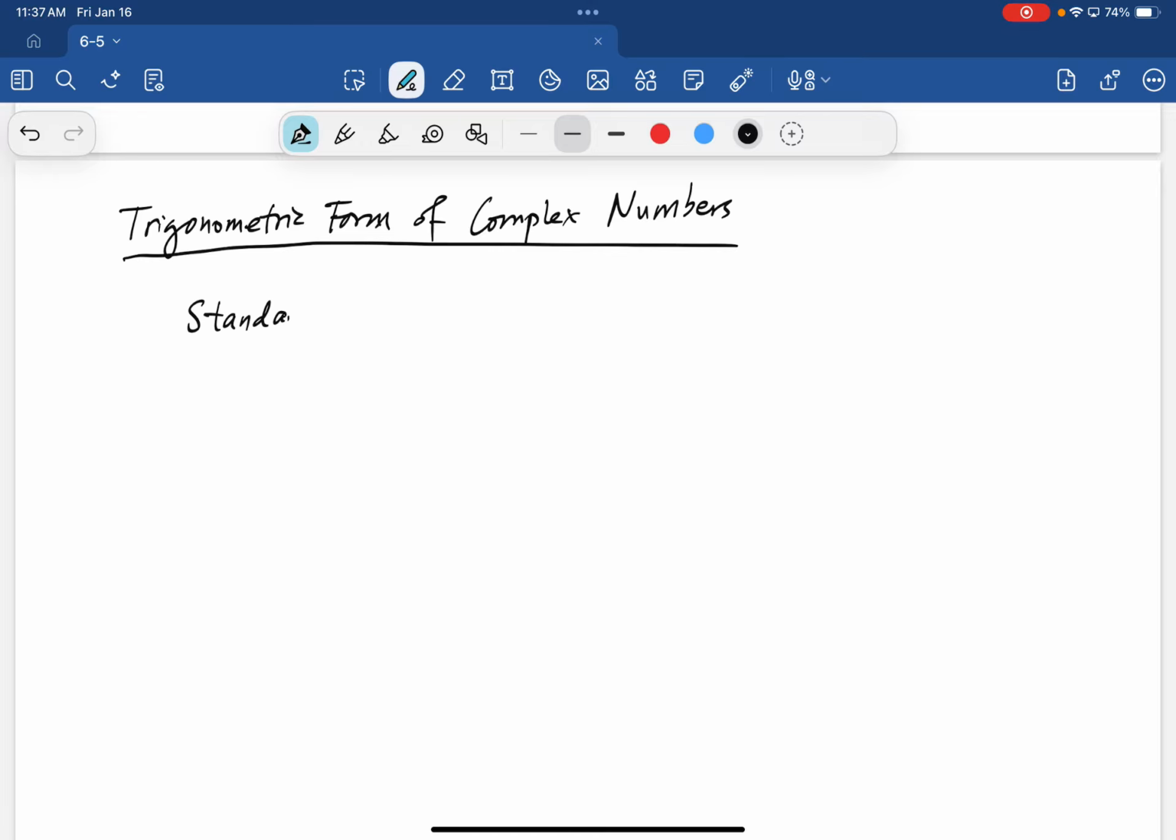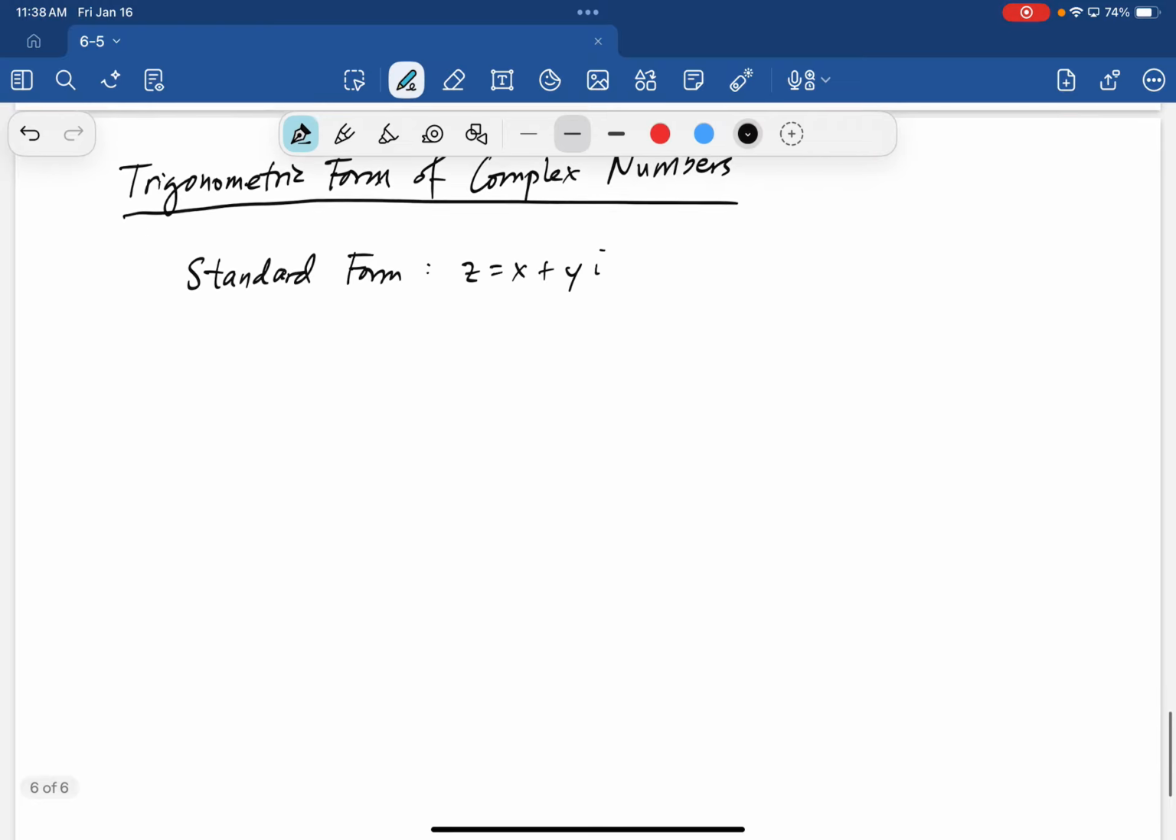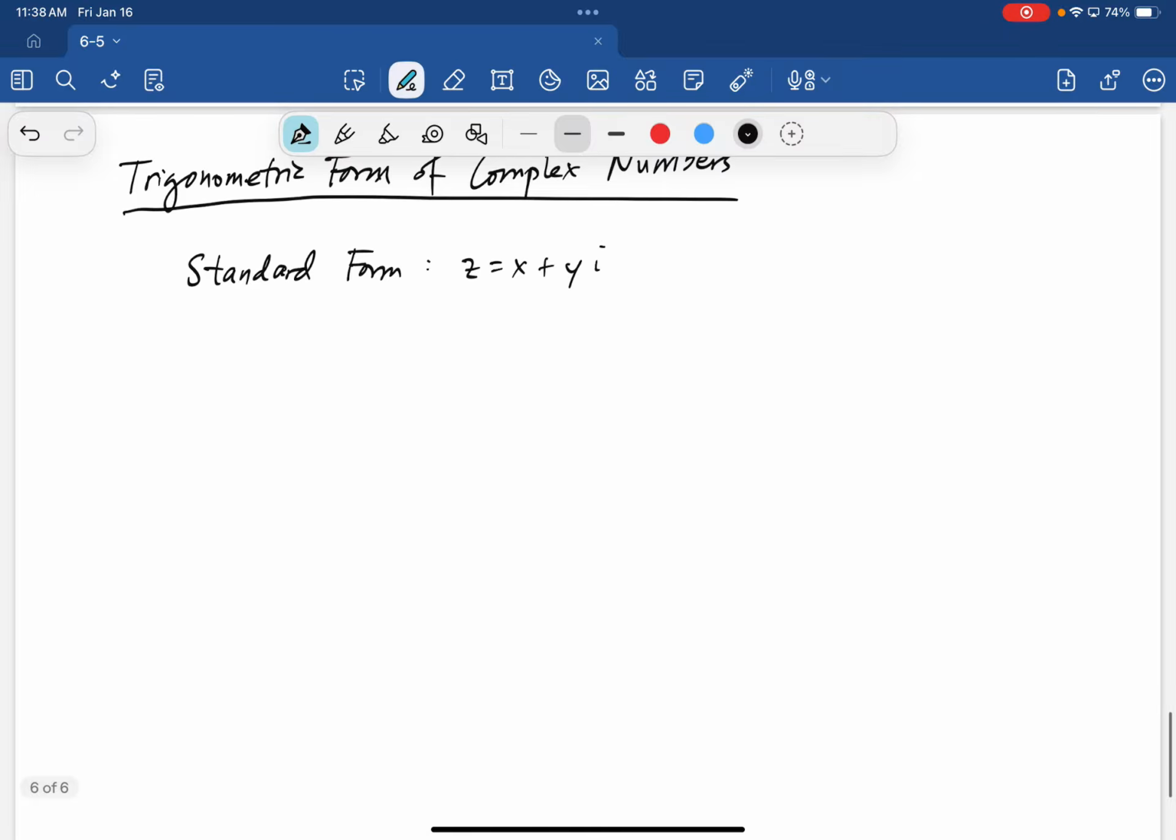There is one form for complex numbers that we just learned. That's standard form, x plus yi. Let me write z equals x plus yi. And what is the magnitude of a complex number in standard form? It's just going to be the square root of x squared plus y squared. We just learned that.